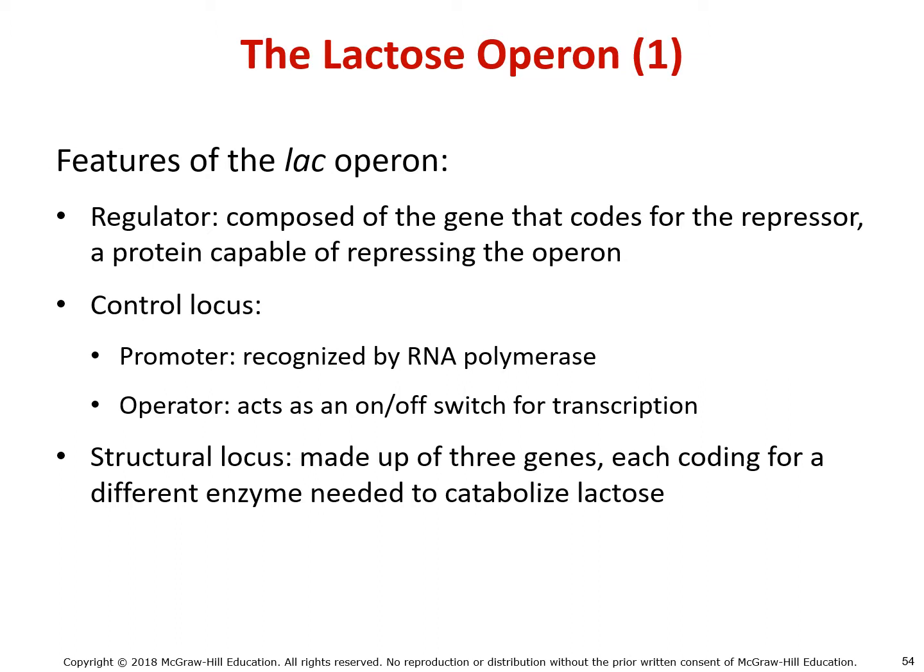The first thing I want to draw your attention to is a regulator. This is a set of genes that makes a repressor, and that repressor is used to block the DNA. We also have something called the control locus that has two parts, the promoter and the operator. The promoter is literally where the RNA polymerase binds. The operator is like the on-off switch, where the repressor can bind, blocking the DNA. What goes beyond the operator is the structural locus. These are what we call our genes of interest, or the things responsible for producing the enzymes that we're trying to control.